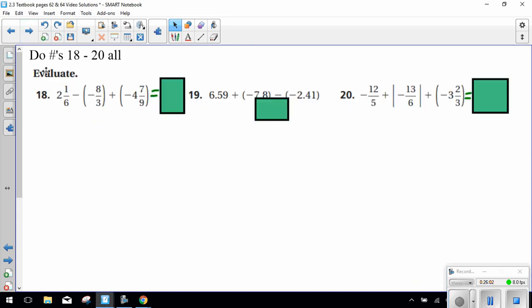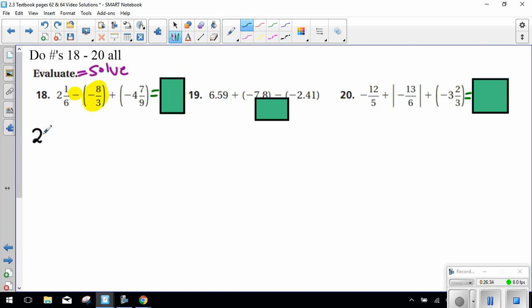Okay, evaluate. Evaluate means to solve, find the solution. So we're going to take these one at a time. I'll show you step by step what you need to do. It is important to understand that whatever I'm writing, you should be writing in your notebook. You shouldn't leave a lot of this stuff floating around in your head. So what I'm going to do, write the problem down. I see minus over here, so I'm going to change this to plus and change this guy to its opposite.